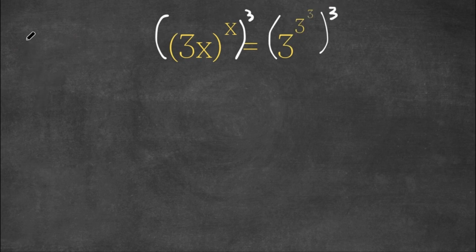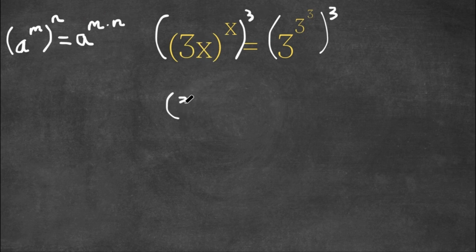And if we have something in the form a to the power of m to the power of n, this is equal to a to the power of m times n. So (3x to the power of x) to the power of 3, well, this is equal to 3x to the power of x times 3, which is simply just 3x.